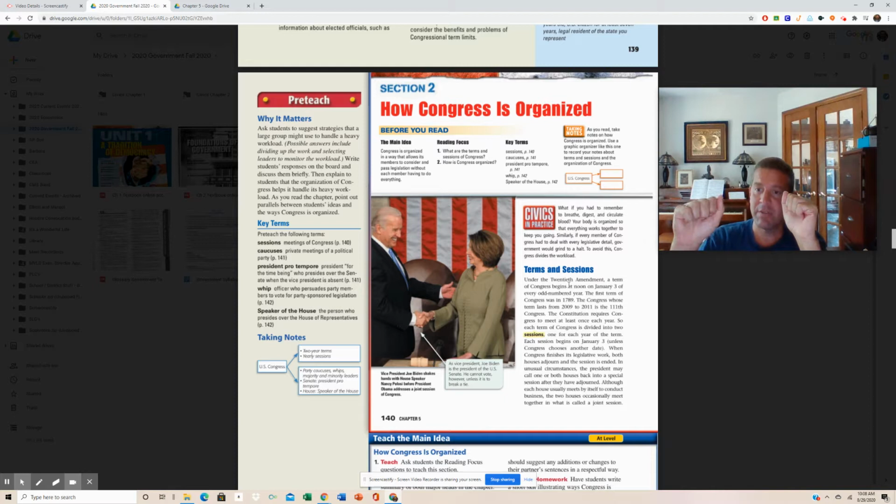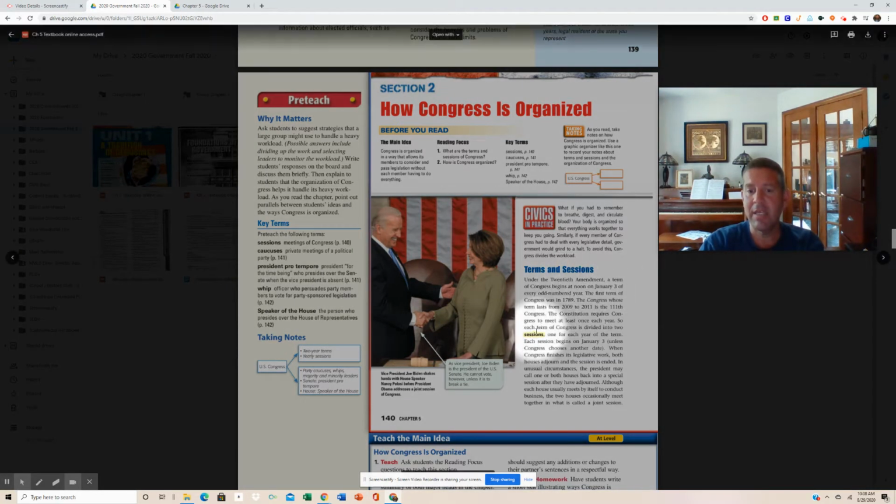The House members all serve 2-year terms and can run for reelection. And the Senate, they serve 6-year terms, and then they can also run for reelection. So every 2 years, we have elections for the whole House and 1/3 of the Senate. And each 2-year term of a Congress is called a session. So a session of Congress lasts 2 years.